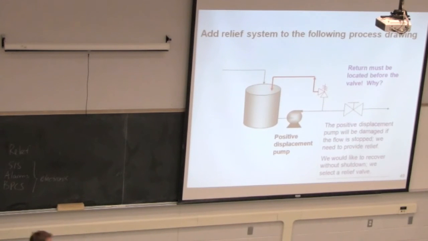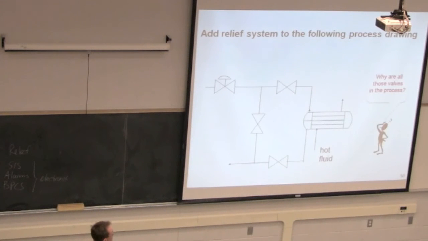Take a look at this next one. So we saw in yesterday's tutorial all these multiple valves. We already answered that question, why do we have all those valves? So that's not what you're focusing on. But consider this situation. What is the potential here for an unsafe situation, firstly? What's unsafe here? And secondly, what are you going to do about it?